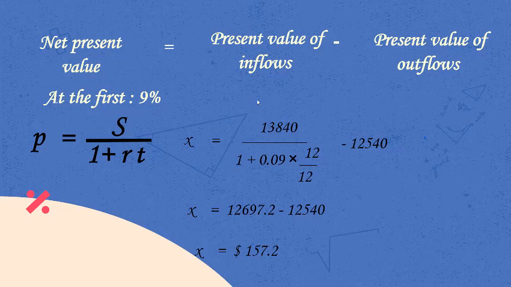At first, we will use the rate of 9%, B = S / (1 + RT). Then X will equal the present value of inflows, 13,840 over (1 + 9% times 1), minus 12,540. Then X equals positive $157.2. So the net present value is positive.